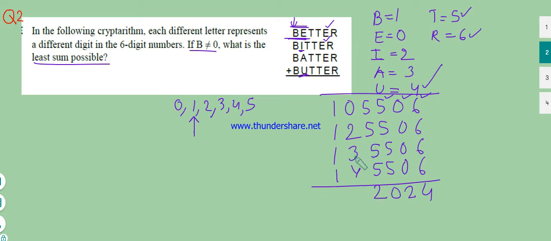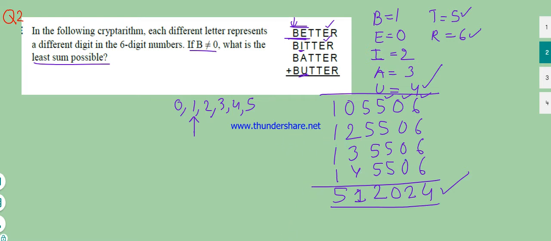2, 4, 3, 7, 4, 11, 1, 51, 20, 512,024. So that is the minimum possible sum. I hope my explanation is clear. If you have doubt, you can just ask your question. And my explanation was also easy to understand. So if there is still any doubt, you can definitely ask me.